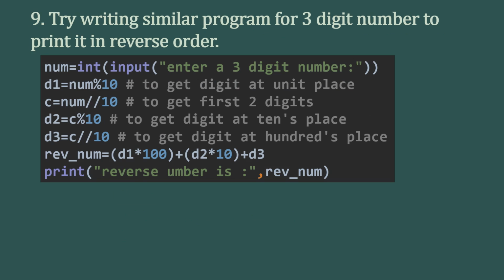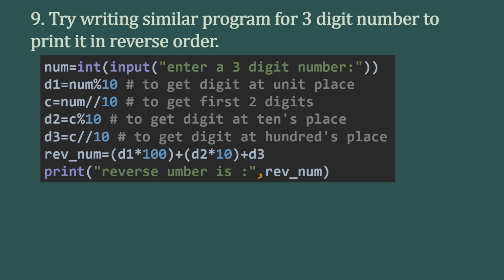Now try writing a similar program for a three-digit number to print it in reverse order. Same thing, we take a variable num and enter a three-digit number like this. Now we divide it by 10 and the remainder that you get is the digit at the unit place. So let's store it in a variable called d1. Now, if you divide it by 10 using floor division, whatever quotient you get is the first two digits of the three-digit number. Let's store that in a variable c.